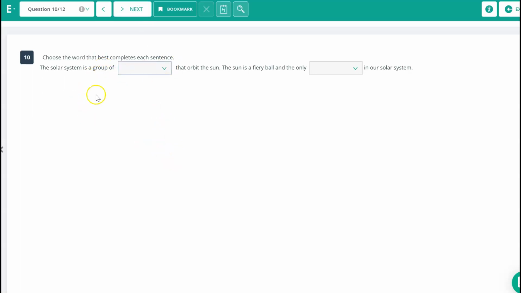Choose the word that best completes each sentence. The solar system is a group of stars, spaceships, plants, or planets. The solar system is a group of planets that orbit the sun. The sun is a fiery ball and the only star in our solar system.